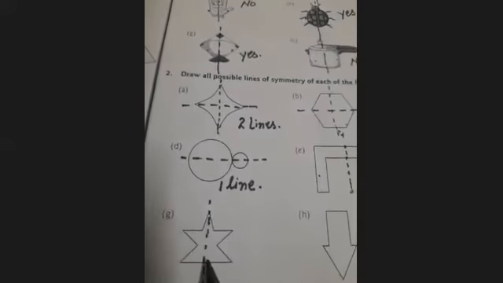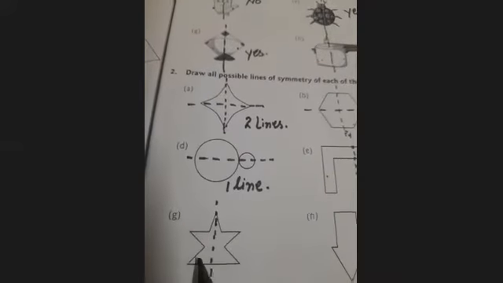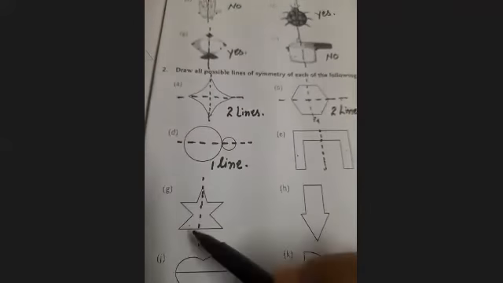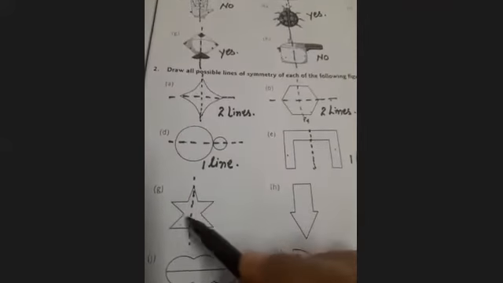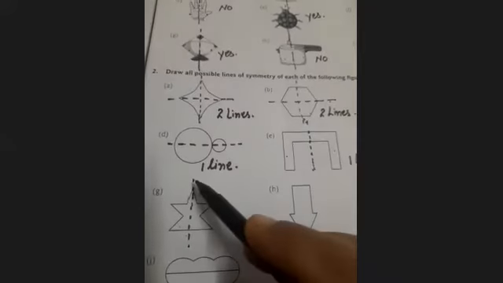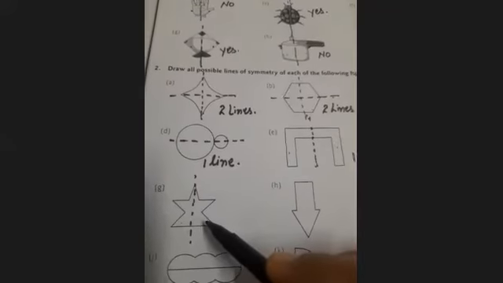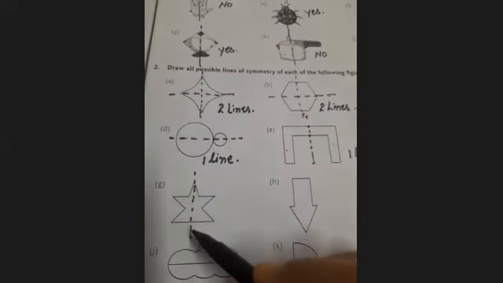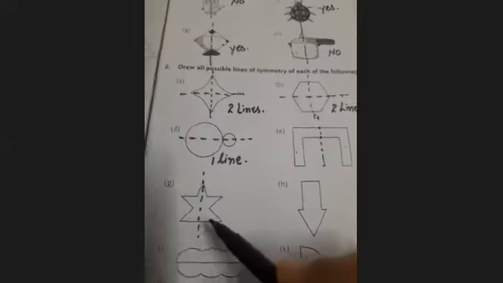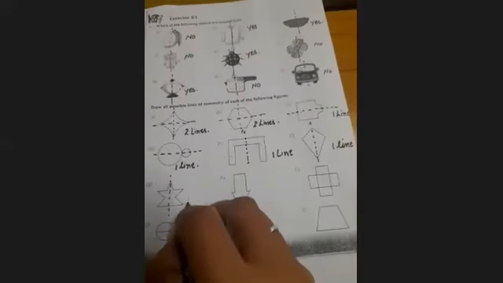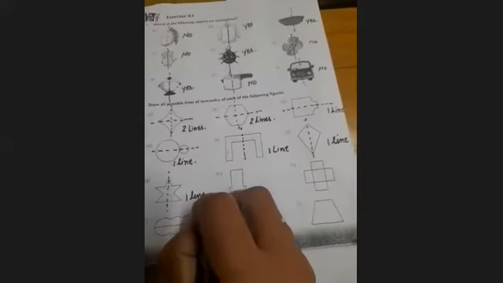Now students, you can see by drawing this line, we will divide this figure into two equal parts, first and second. And both parts are equal in shape and size. If we fold along the dotted line, the first part overlaps the second one. So it means this is a line of symmetry. Again, in part G, we have one line of symmetry.